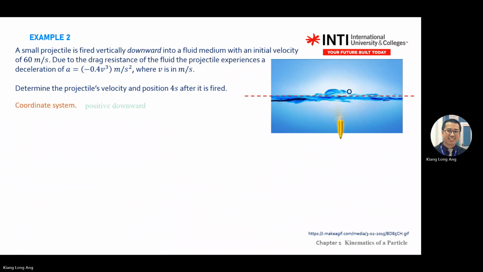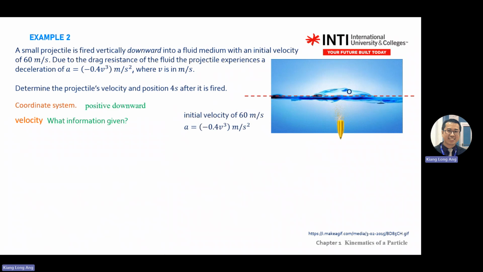How do we start? Coordinate system. In this case, we follow the motion, going down is positive. Of course, you can still stick to the statics convention, going up is positive, but later all the calculations will become negative, negative, negative. So what do we have? Initial velocity, we have 60. You just copy: initial velocity 60, and acceleration is given in the polynomial equation, minus 0.4 v cubed. You need to determine the projectile velocity and position after 4 seconds.